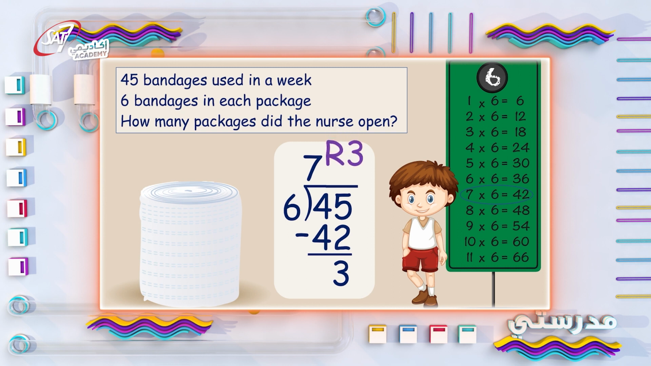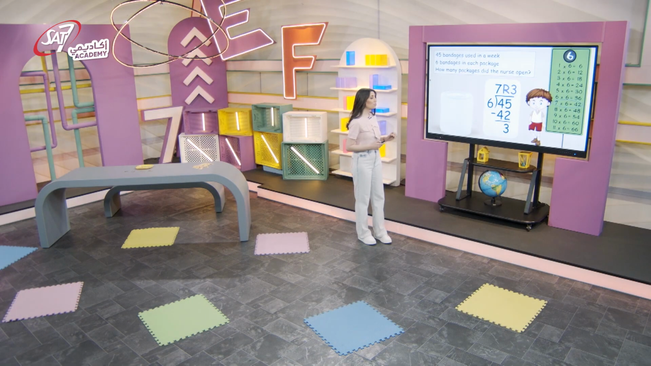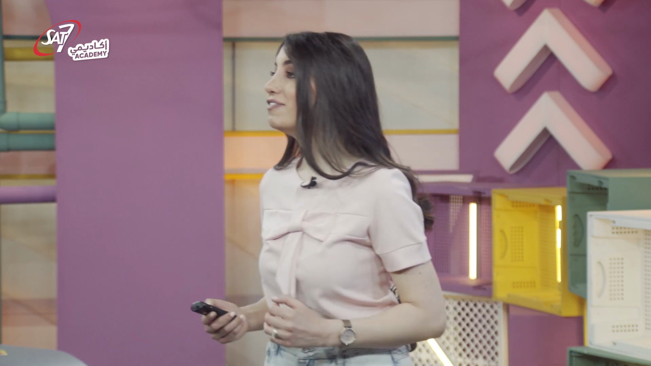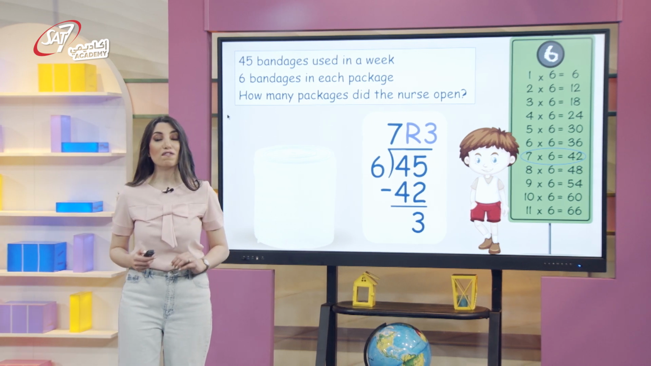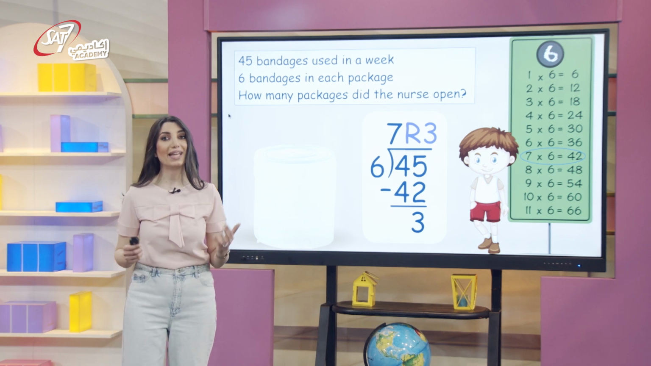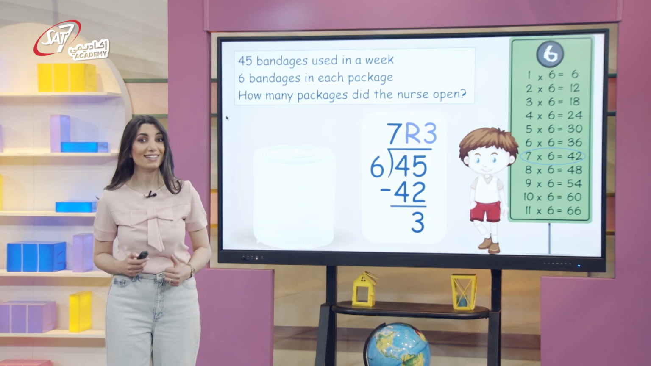What does 7 remainder 3 mean? If the nurse used 42 bandages, she would have fully used 7 packages, but the nurse used 45. Did the nurse open 7 boxes only? Well, the 3 leftovers represent the number of bandages the nurse used from the 8th package she opened. So she opened 8 boxes, but did not use all the bandages inside.